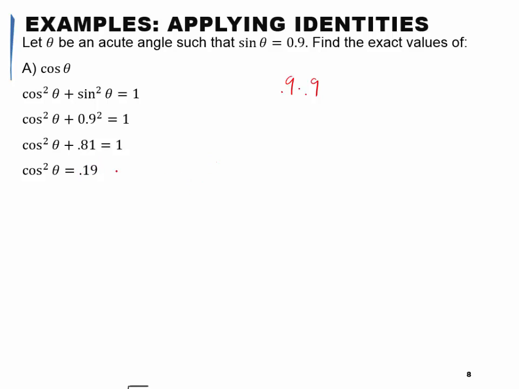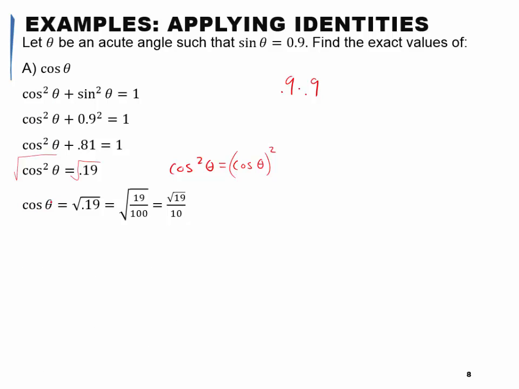Now here's the thing that I don't think I wrote. Cosine squared theta equals cosine theta squared. Those are the same thing. So I'm going to square root both sides. I usually would do the plus or minus square root, but look at the instructions. Theta is an acute angle. What quadrant is that in? The first quadrant, and the first quadrant has two positive numbers. So we're only going to worry about the positives. We get cosine of theta equals the square root of 0.19.